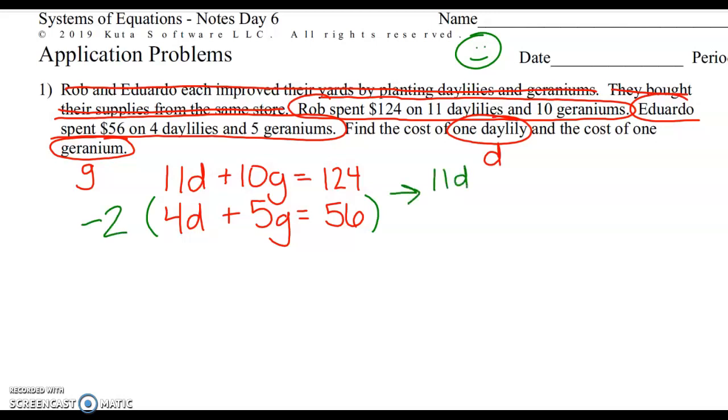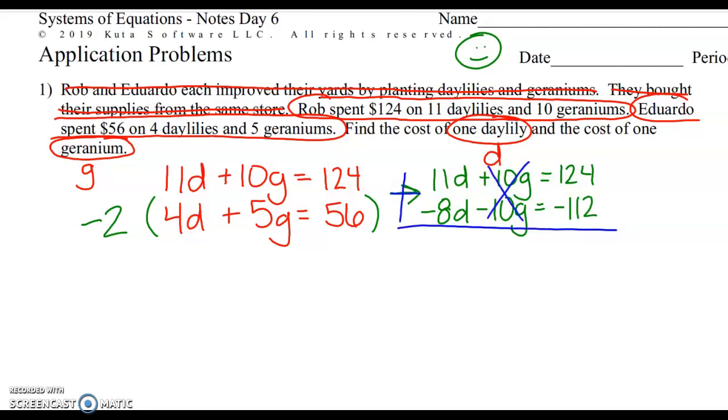So then my top equation stays 11D plus 10G equals 124. And the bottom one, negative 2 times 4D is negative 8D. Negative 2 times 5G is negative 10G. Negative 2 times 56 is negative 112. I got the opposites I was looking for, so I know I now add my equations together. The G's cancel out. 11D and negative 8D is 3D. 124 and negative 112 is 12. So then 12 divided by 3, I find out that D is 4.